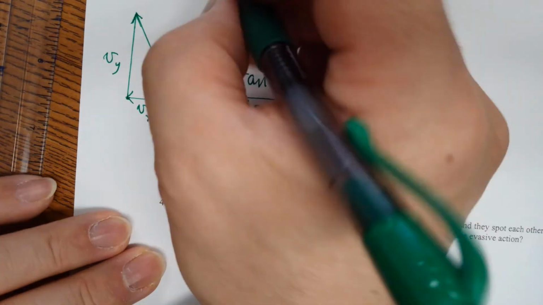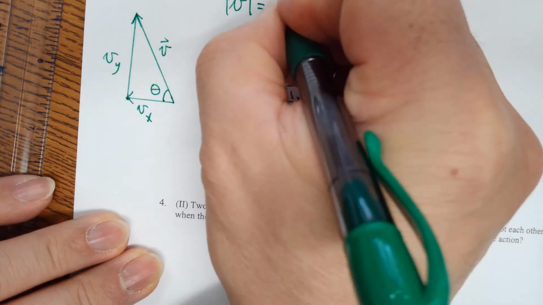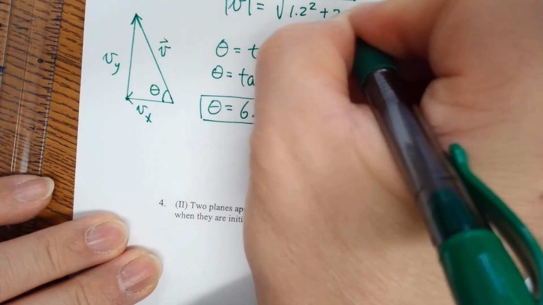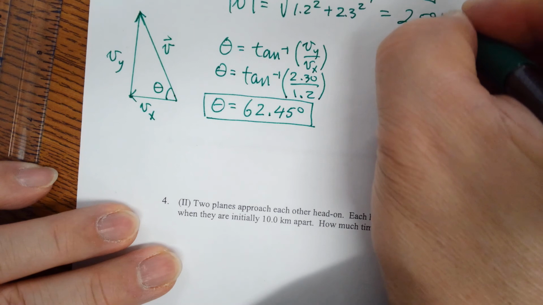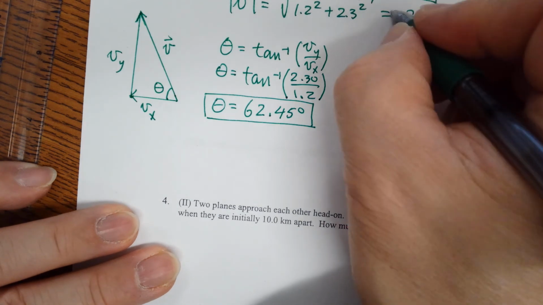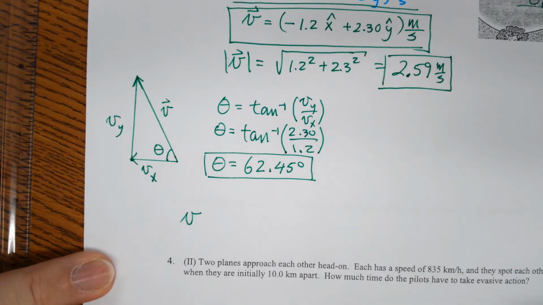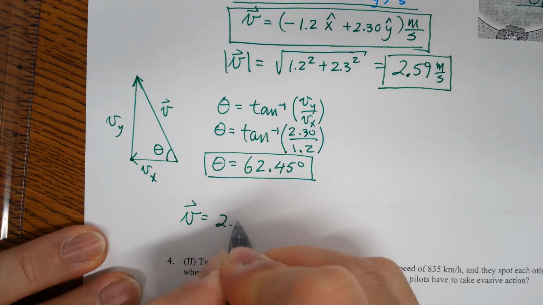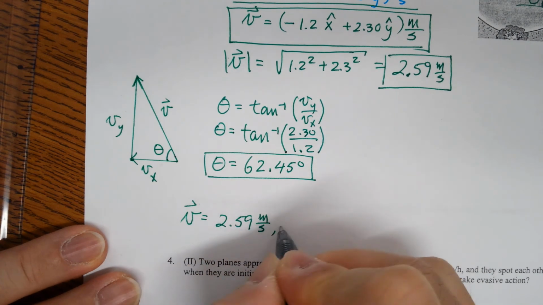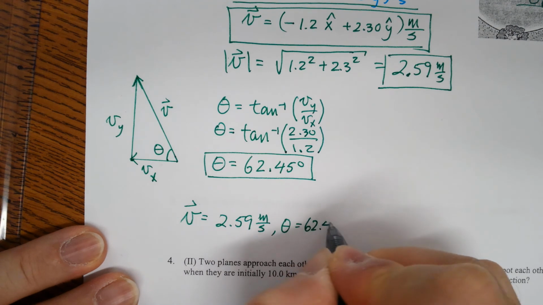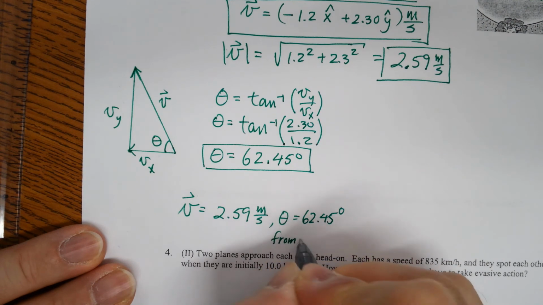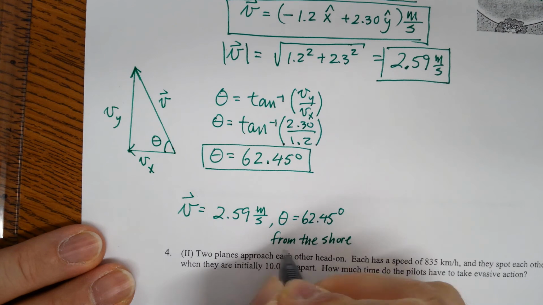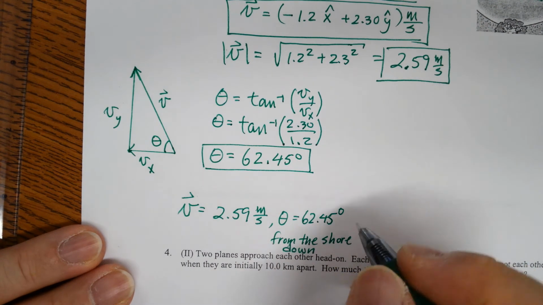And of course, if you were to find the V's magnitude, that is the square root of 1.2 squared plus 2.3 squared. And if you do that, I think you'll get something like 2.59 meters per second as your magnitude, right? So what does that mean? That means my V is equal to 2.59 meters per second, comma, theta is equal to 62.45 degrees from the shore downstream, okay? Downstream.